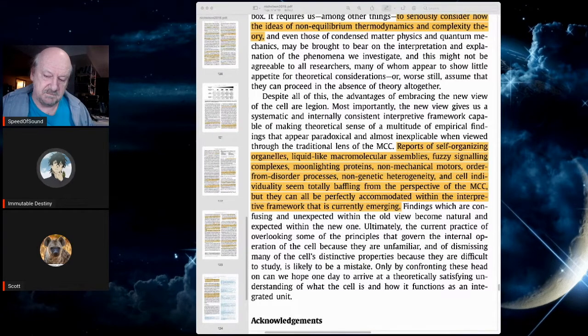Ultimately, the current practice of overlooking some of the principles that govern the internal operation of the cell because they are unfamiliar, and of dismissing many of the cell's distinctive properties because they are difficult to study, is likely to be a mistake. Only by confronting these head-on can we hope to one day arrive at a theoretically satisfying understanding of what the cell is and how it functions as an integrated unit.